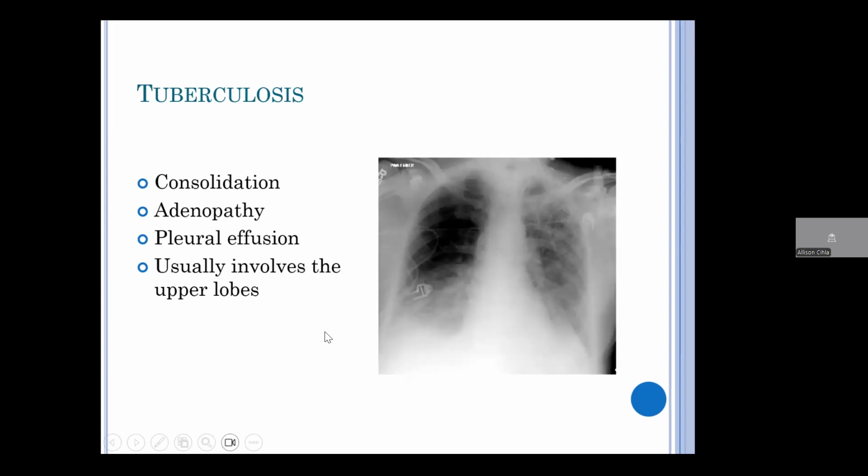Tuberculosis can present as a consolidation. It can also present as enlarged lymph nodes. It can present as pleural effusion. Tuberculosis usually affects the upper lobes, and so that would be one thing you would think of if you had an upper lobe predominant disease.